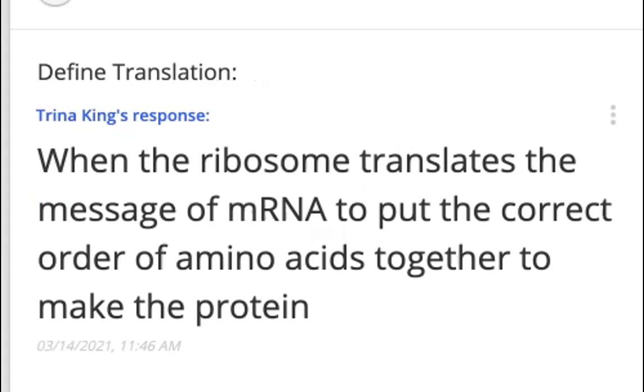Then translation is when a ribosome translates the message to make the protein. So I put extra words. You don't have to have all the words I put, but I was just pointing out that you put the correct order of amino acids together to make the protein. If you said the ribosome uses the messenger RNA to make the protein, that's fine. Okay.